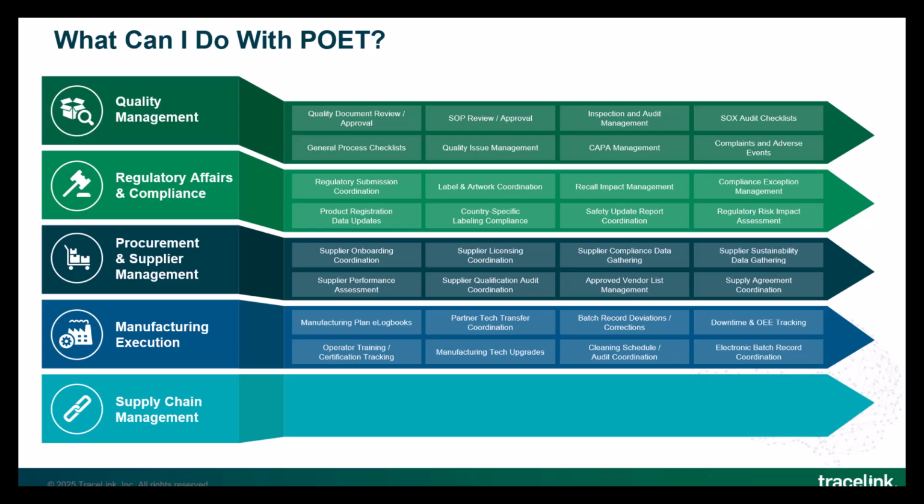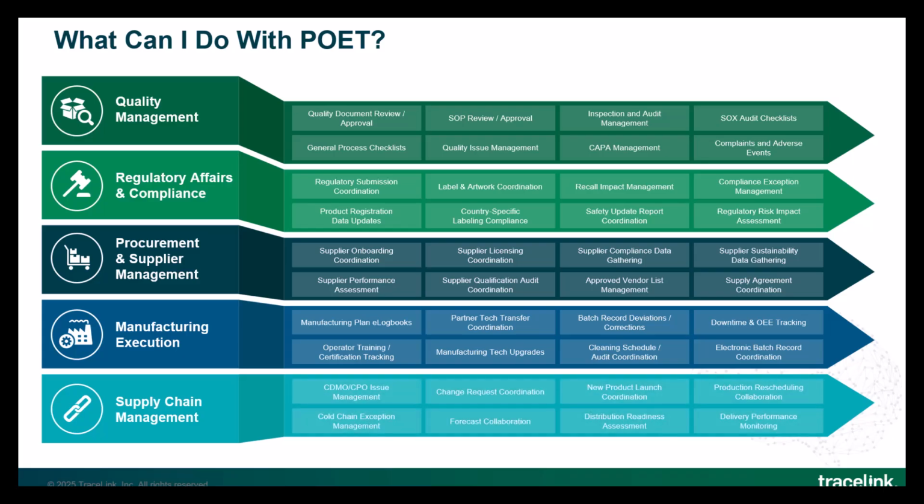Manufacturing execution. In manufacturing, POET is key for coordinating complex activities that span across multiple manufacturing sites and partners. It helps manage things like batch record deviations, change requests, and partner tech transfers, ensuring that manufacturing processes are aligned and issues are resolved collaboratively.